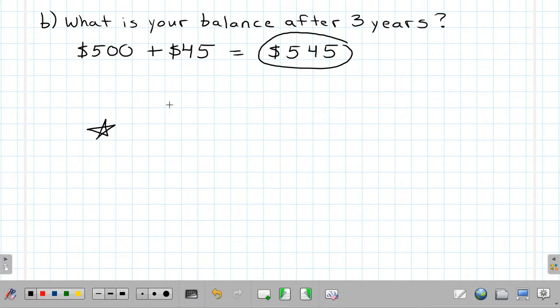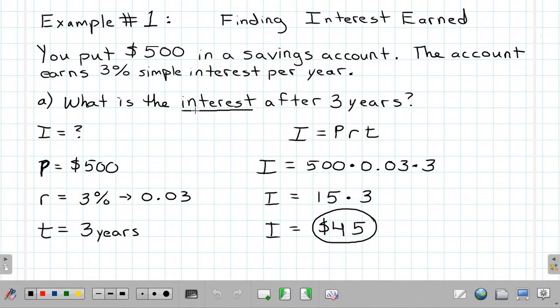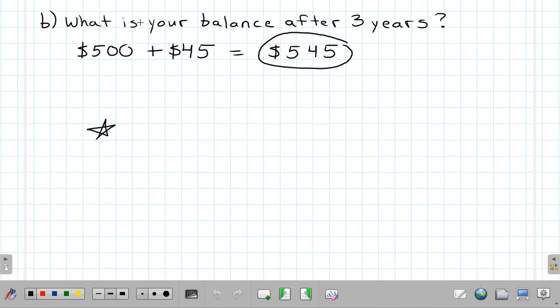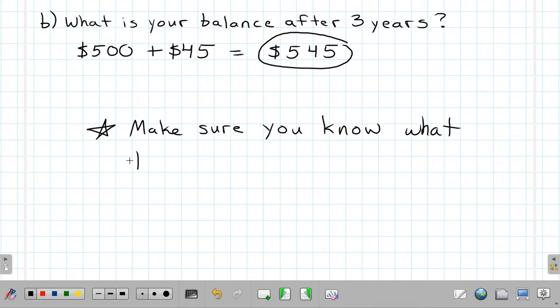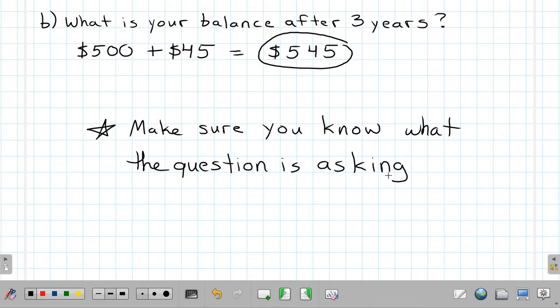But I do want to say, be careful and understand, kind of like what we had with taxes and tips and things, make sure you pay attention to the question. Notice the difference here. Here they were only asking for how much interest there was. Here they're asking you for your total balance. So in this case, make sure you know what the question is asking. Because once again, they could just ask you for the interest, or they could ask you for the total balance on your loan or in your savings account. Okay. And we'll see the difference as we go through with practice.